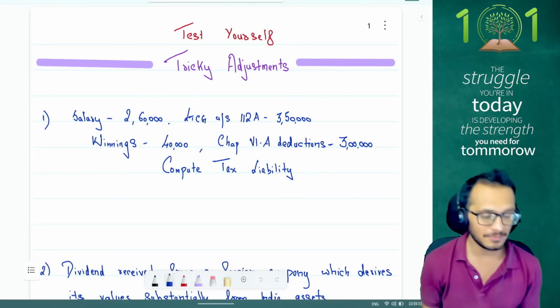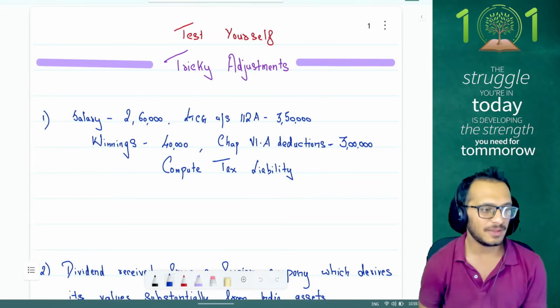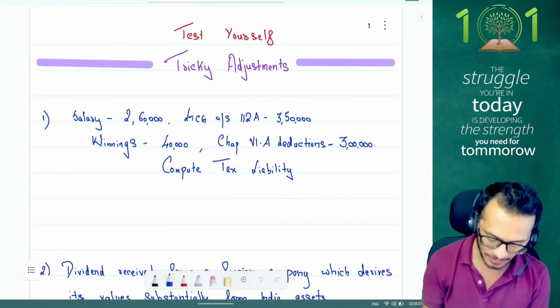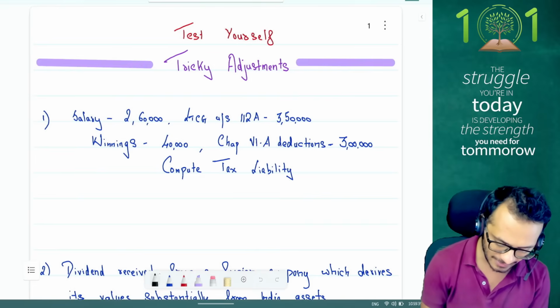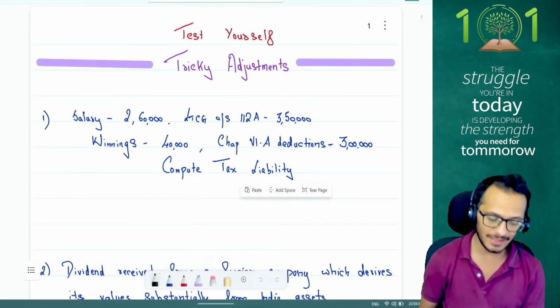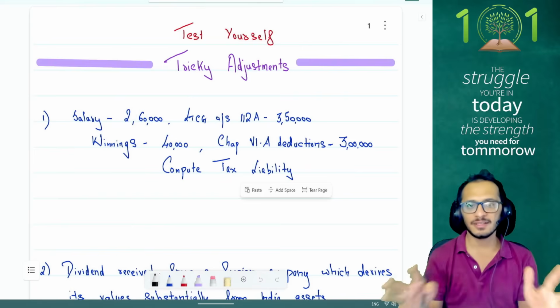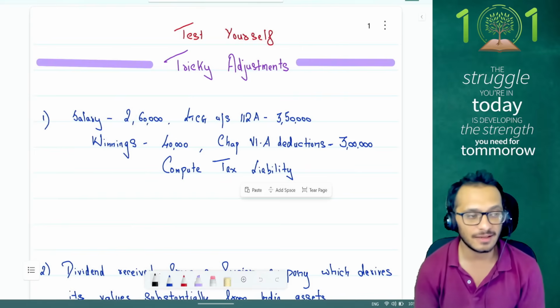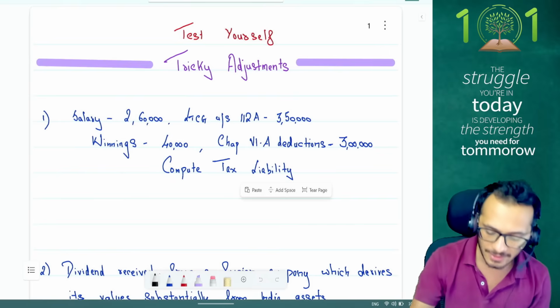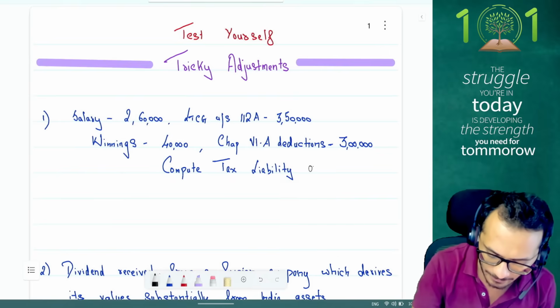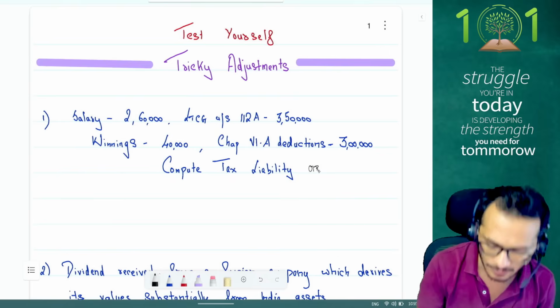Tricky adjustment number one. The question would give you an MCQ kind of format. The question says, I have a salary given to you of 2,60,000. I have an LTCG under 112A given to you for 3,50,000. Winnings of 40,000. Total Chapter 6A reductions after considering everything has been given as 3 lakh rupees. They're asking you to compute the tax liability, assuming I'm going for old tax regime.